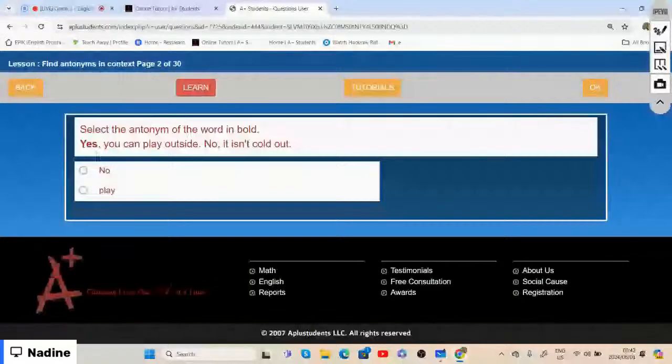Yes, you can play outside. No, it isn't cold outside. So we need to find the antonym of yes. Is it no or is it play? The antonym of yes. The opposite of yes.